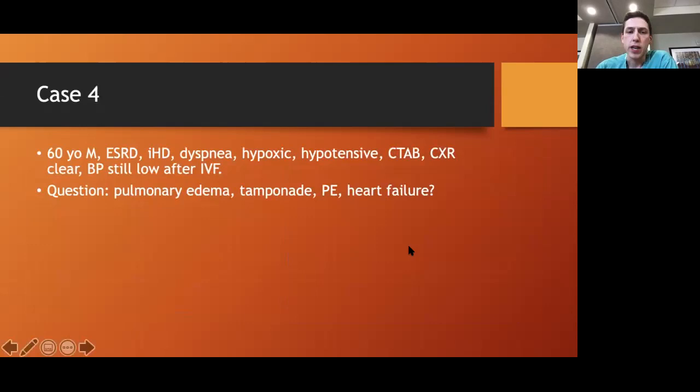Okay, so case 4. This is a 60-year-old male with end-stage renal disease who is hemodialysis dependent. He presents dyspneic, hypoxic, and hypotensive. On exam, his lungs are clear bilaterally, and a chest x-ray is grossly unremarkable. His blood pressure, however, is still low after IV fluids. So our question is, could this patient have pulmonary edema? Is this tamponade? Is this a pulmonary embolism? Could this be heart failure, left or right?